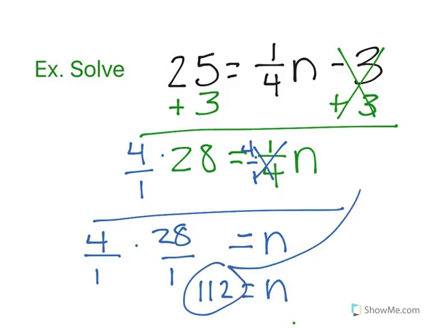Again, you can plug this into the equation. For time's sake, I'm not going to be checking my work, but please make sure you do that. You're going to do 1/4 times 112, and then subtract 3 from it, and you should get 25.